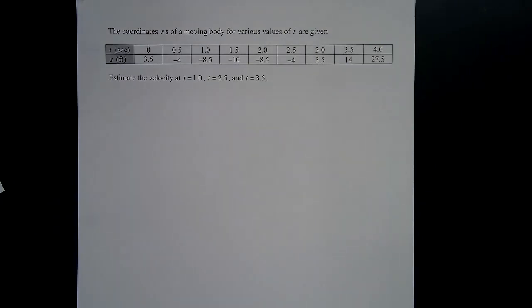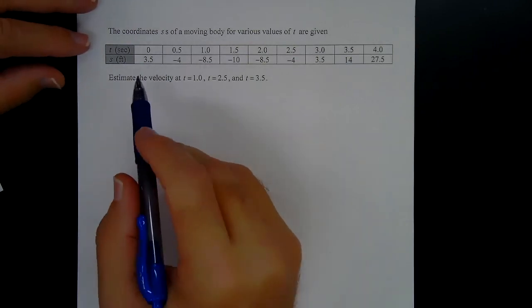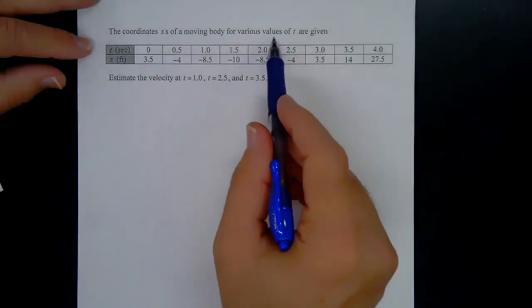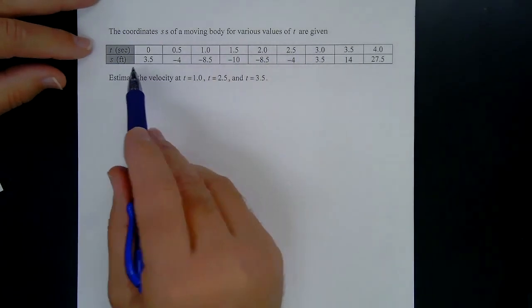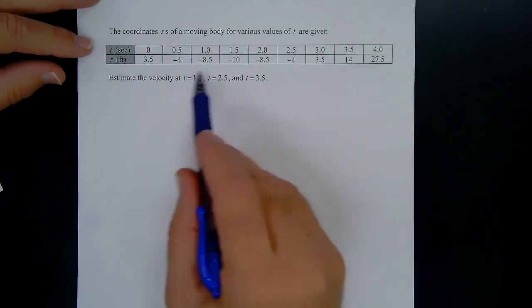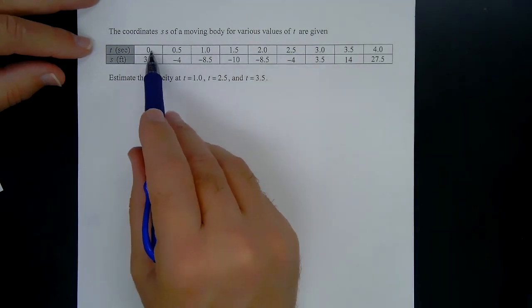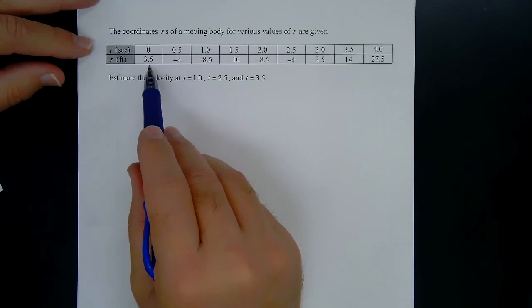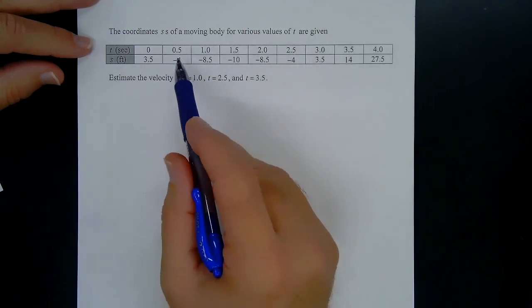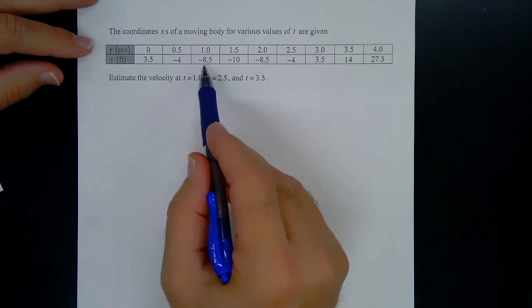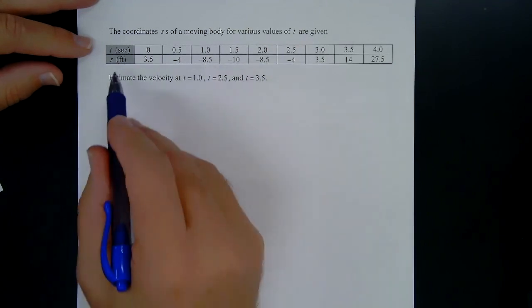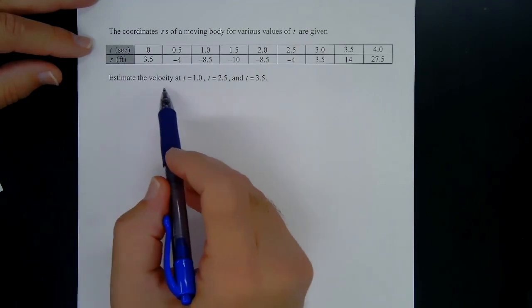So now we're getting into problems that are more like what you're going to see for homework. That was just a lot of discussion and explanation of how to read these graphs, and what the graphs tell us. So the coordinates s of a moving body for various values of t are given. This is in feet, so this is going to be position. For a given time, at the start, at 0 seconds, it's 3.5 feet away from where you're measuring. 1 second later, it's to the left, 8.5 feet, and this would be to the right. So I want to estimate the velocity.